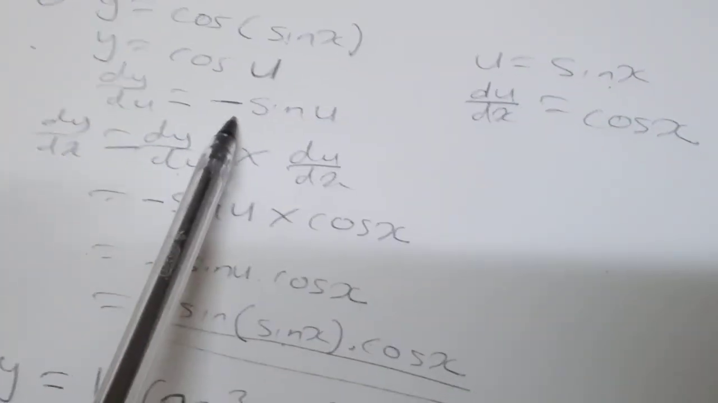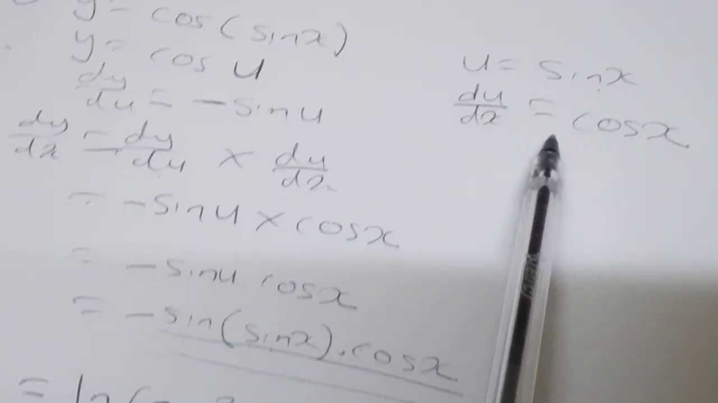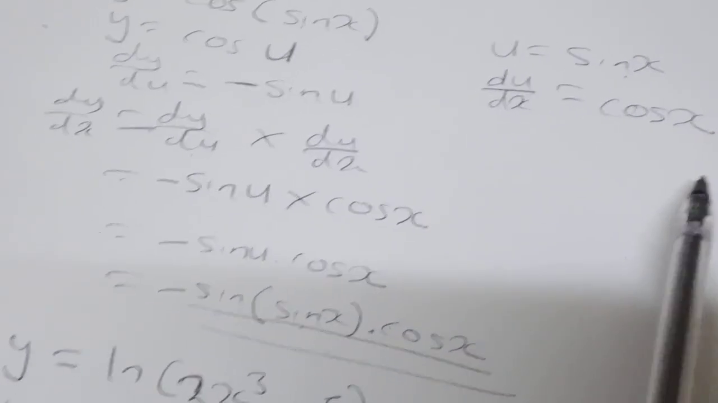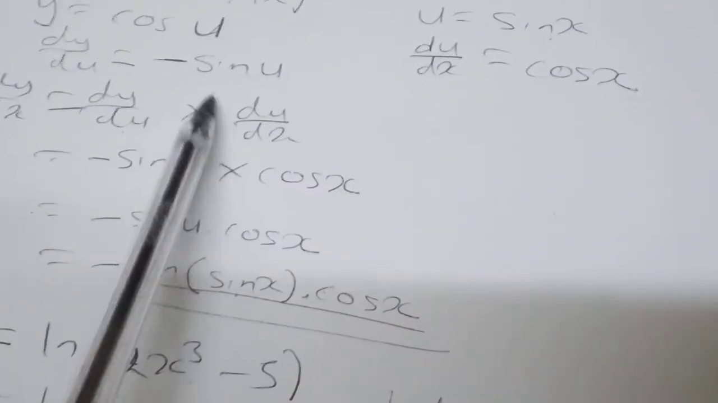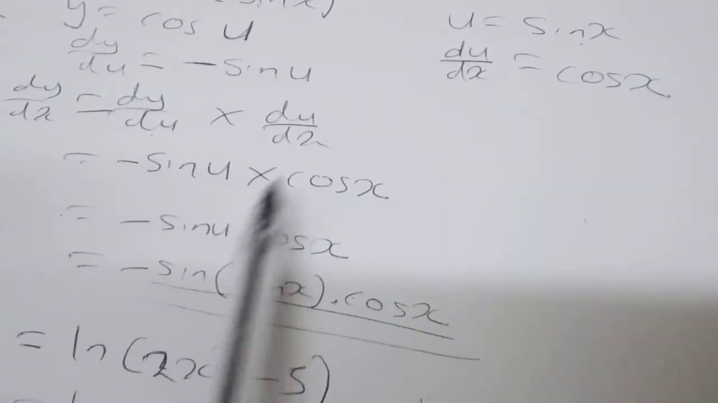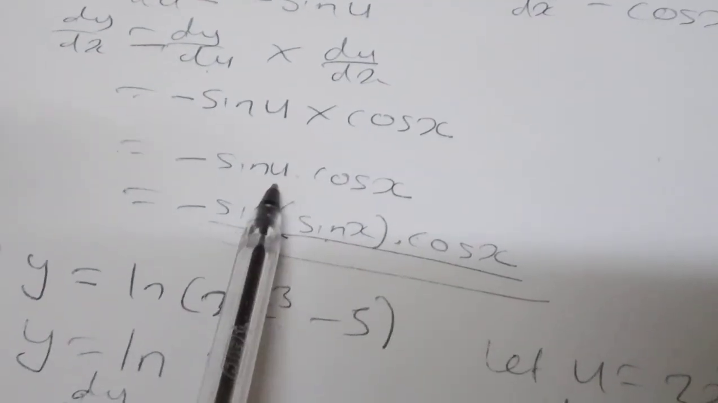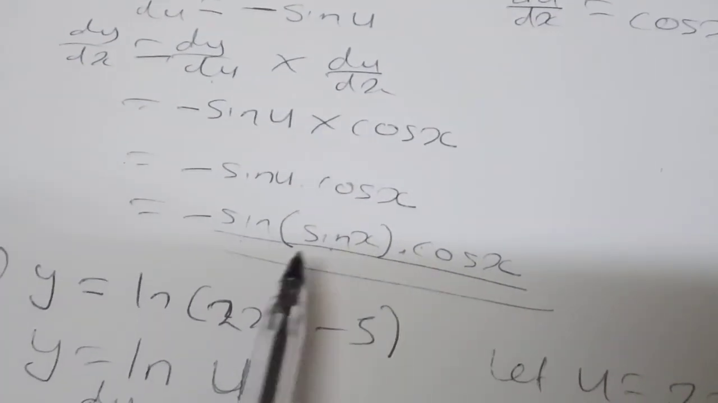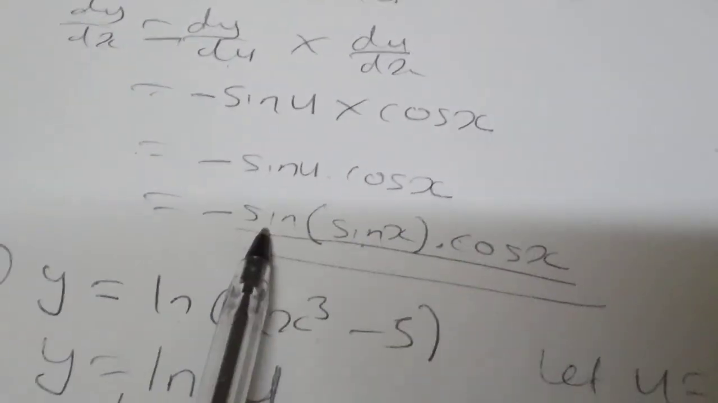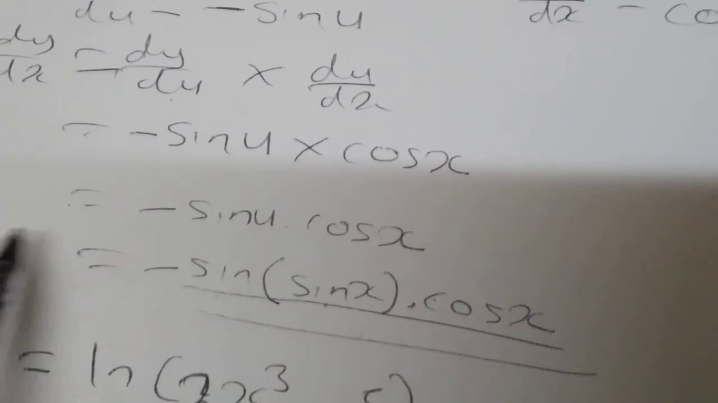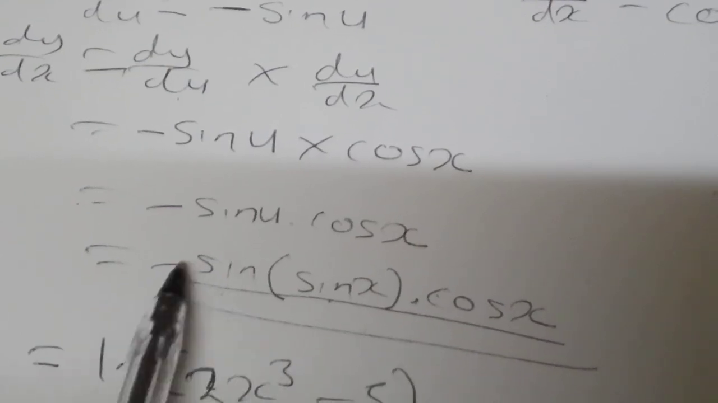You go here. So our dy over du is equal to negative sine u, and du over dx is cos x. So you have to multiply this by this. So if you multiply, you're going to have negative sine u cos x. Then you recall that our u is sine x. Then you replace, so negative sine of sine x multiplied by cos x. So this is the answer. You don't have to multiply these two.